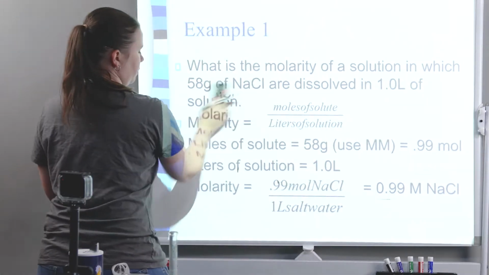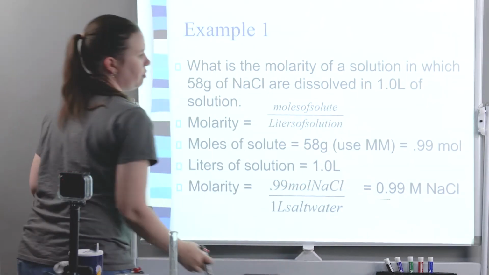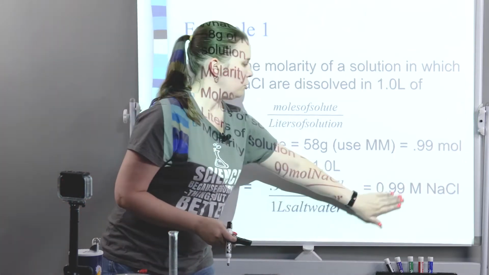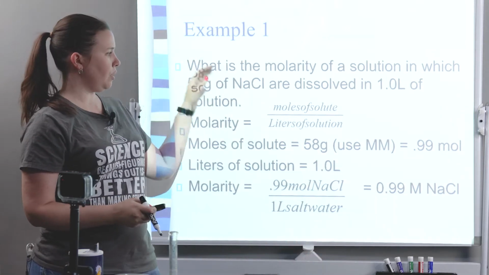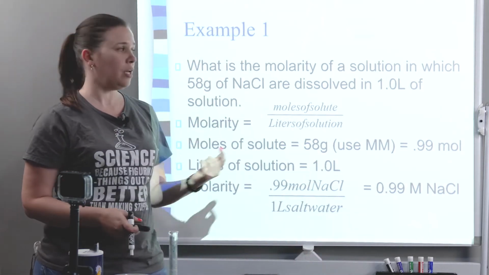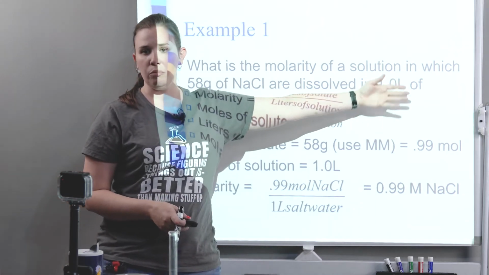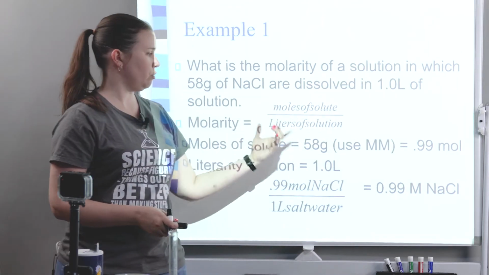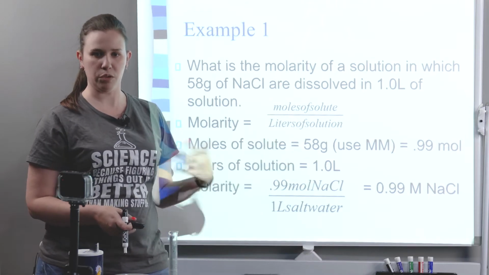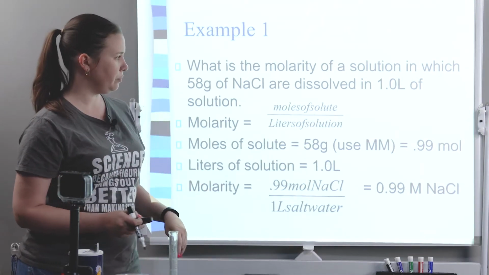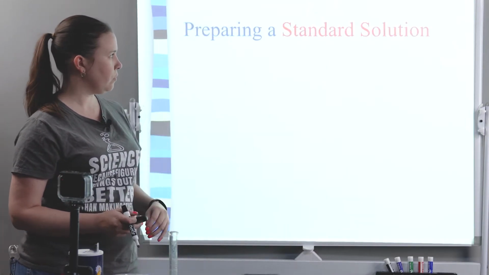So just like with some of our other types of concentrations, the main thing is to be careful of your units. You want to make sure that you convert grams into moles for the solute. And say they did give you milliliters or some other number of liters, you want to make sure that you've got it in liters of solution when you divide by liters in the bottom. And that'll give you molarity.